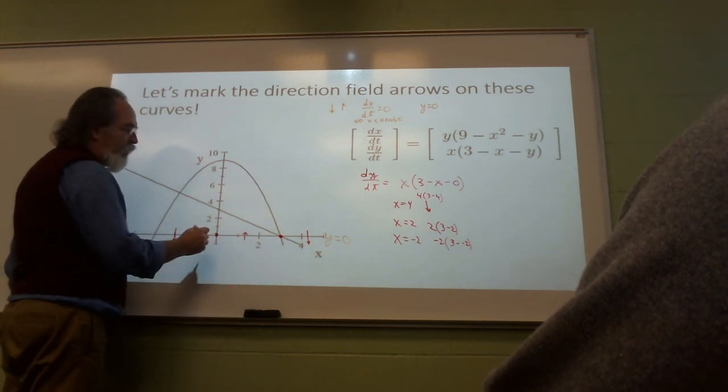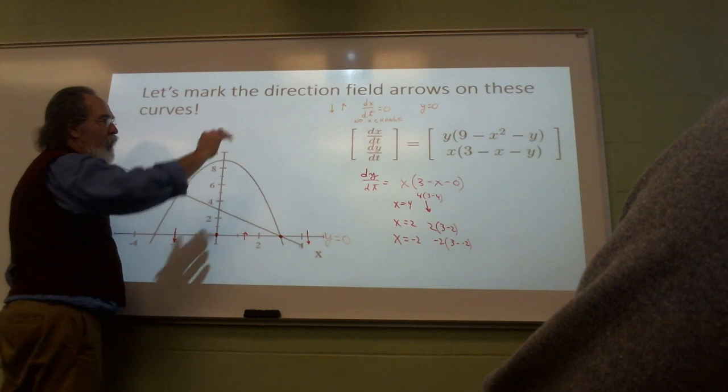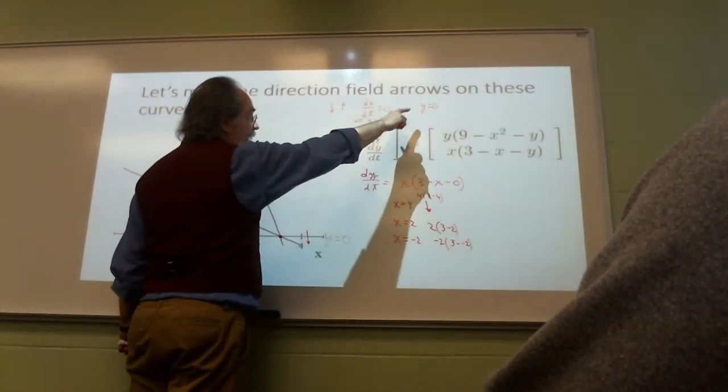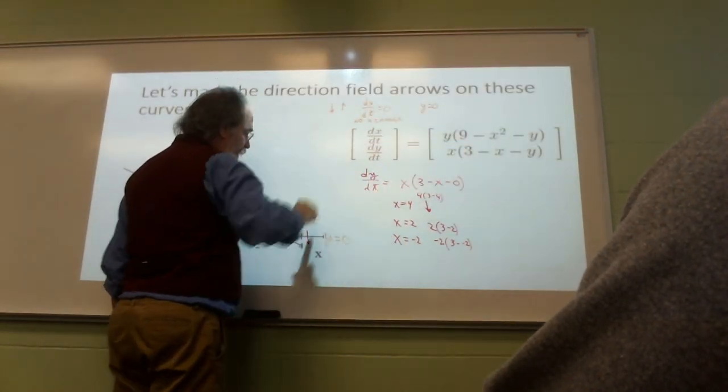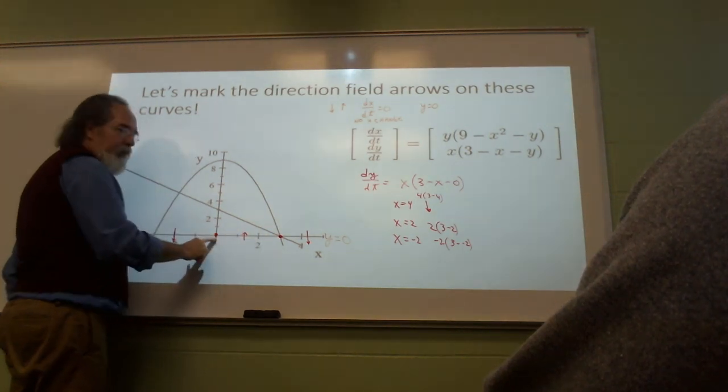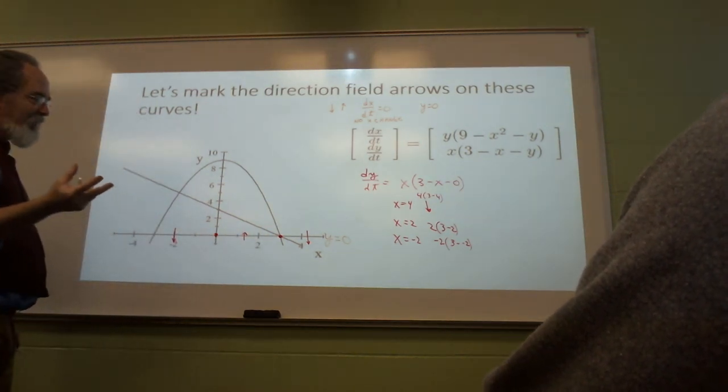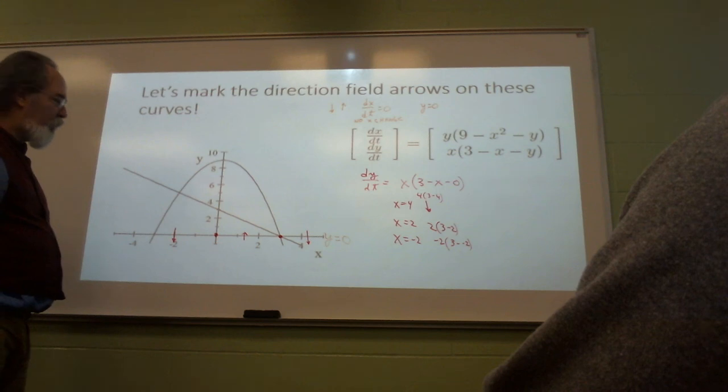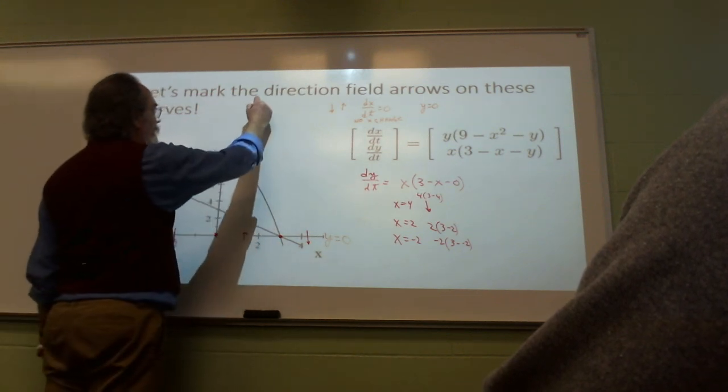These guys are going to be equilibria because it's a place where dx/dt is 0 and dy/dt is 0, here and here. So I have an ordered pair of constants that satisfies the differential equation. So that means that I have an equilibrium.